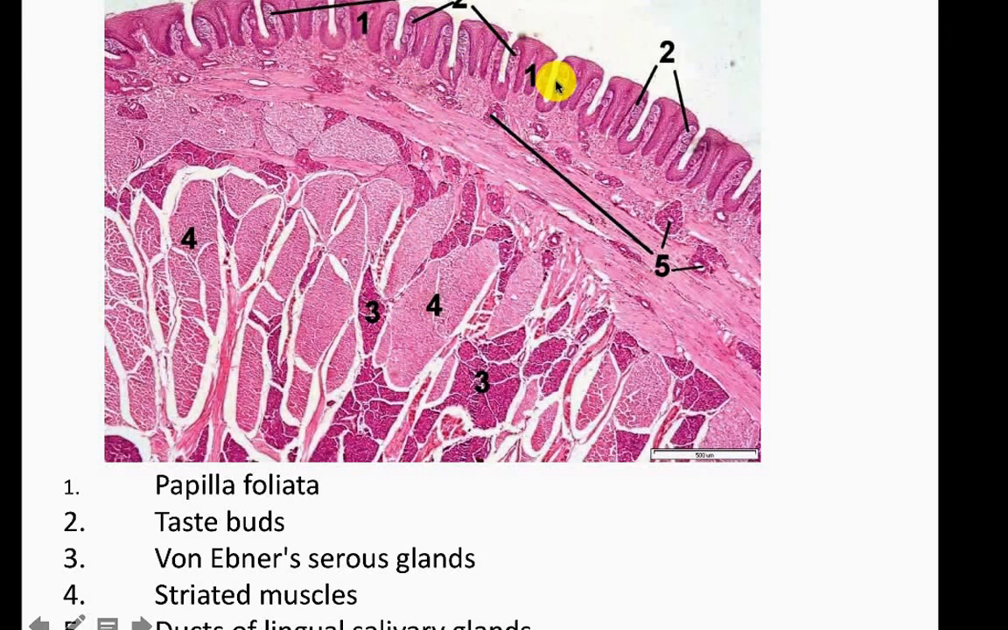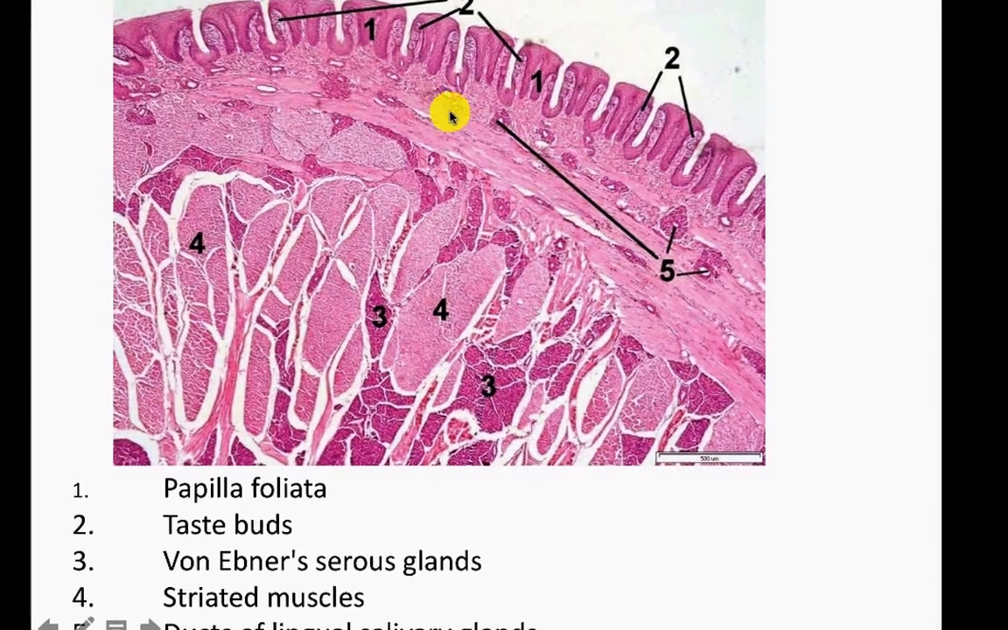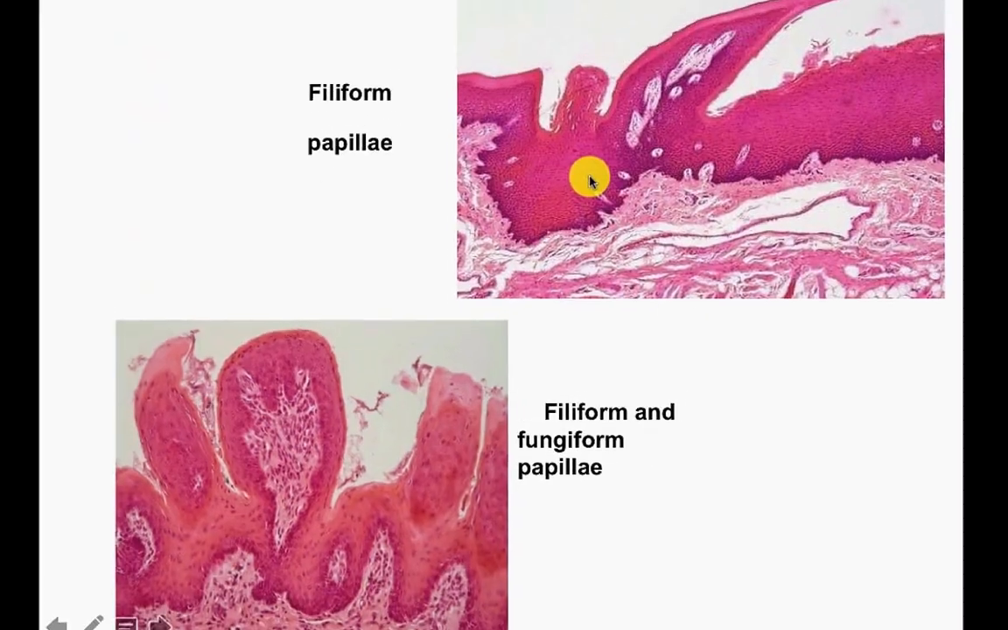And this is the papilla foliata, number 1. Number 2, the taste buds. Number 3, the serous glands. Do not mention the name von Ebner, say serous glands only. And then we have the striated muscle, number 4. And we have here the ducts of the serous glands, or the glands present underneath the papillae.